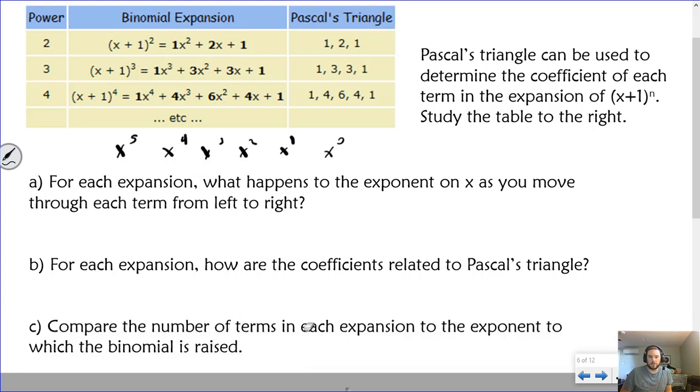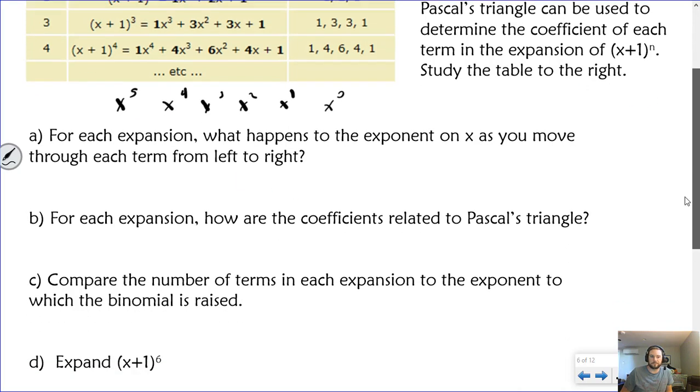So if we compare the number of terms in each expression to the exponent, what do we notice there? For example, if I have x plus 1 to the power 2, how many terms are in my expanded expression? There's 1, 2, 3 of them. X plus 1 to the power 3 has 4 terms. X plus 1 to the power 4 has 5 terms. X plus 1 to the power 5 has 1, 2, 3, 4, 5, 6 terms. So what we end up finding is that the number of terms in an expanded expression is going to be 1 more than the power.